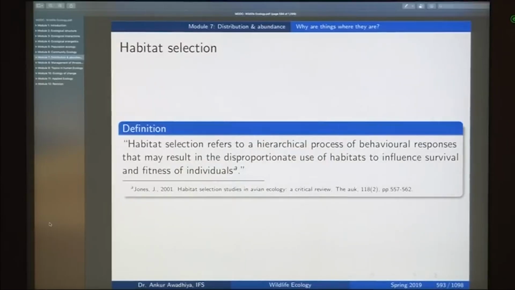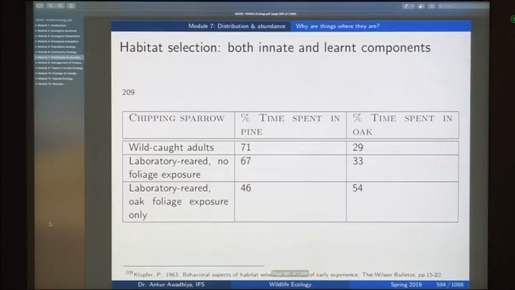You also have the habitat selection factors, which refers to the hierarchical process of behavioral responses that may result in the disproportionate use of certain habitats to influence the survival and fitness of individuals. And habitat selection has both innate components, which are inborn components, and some learnt components.